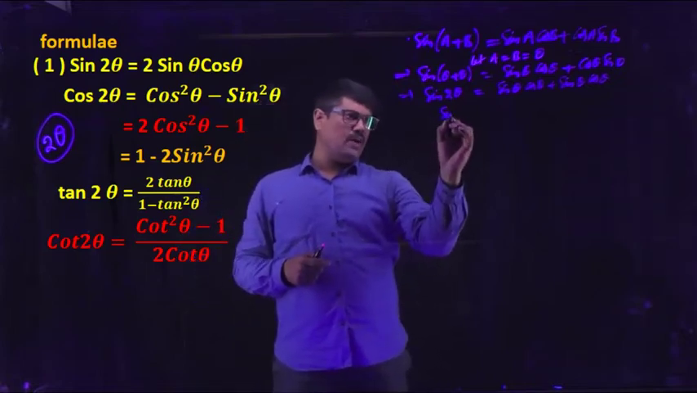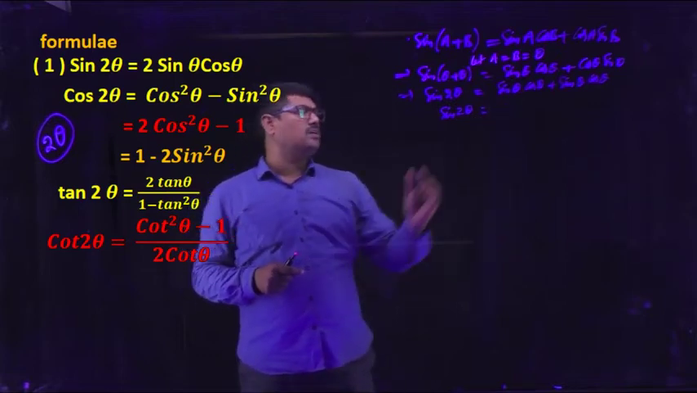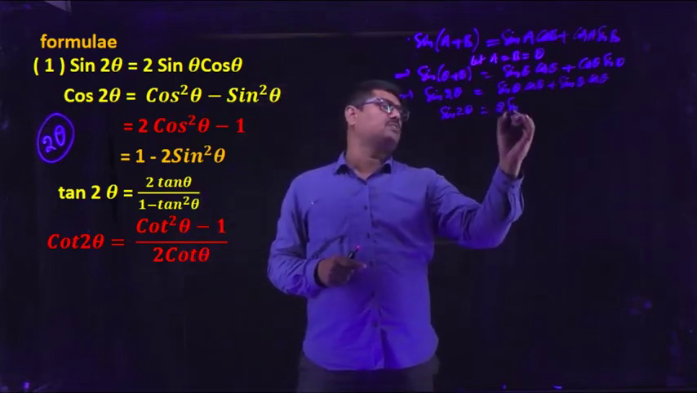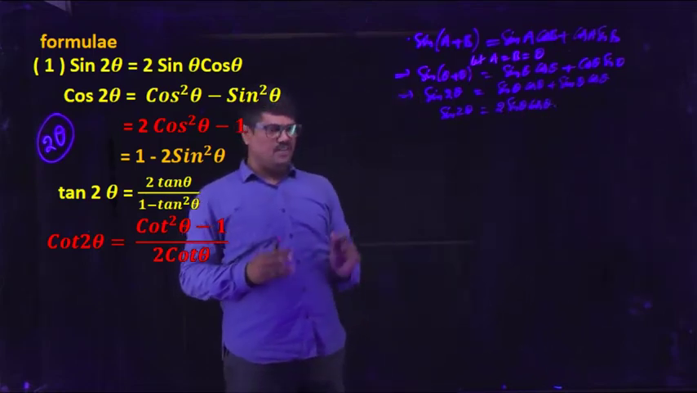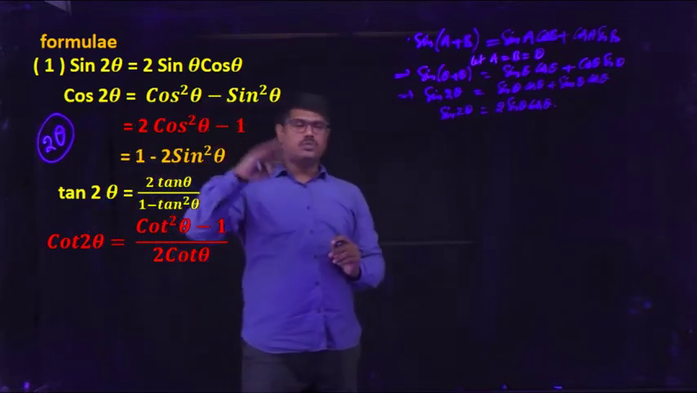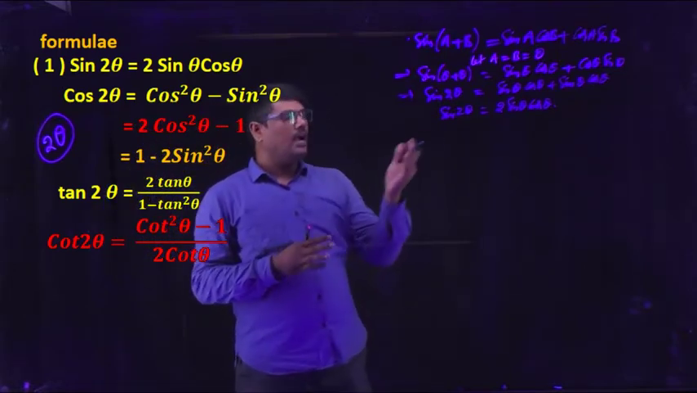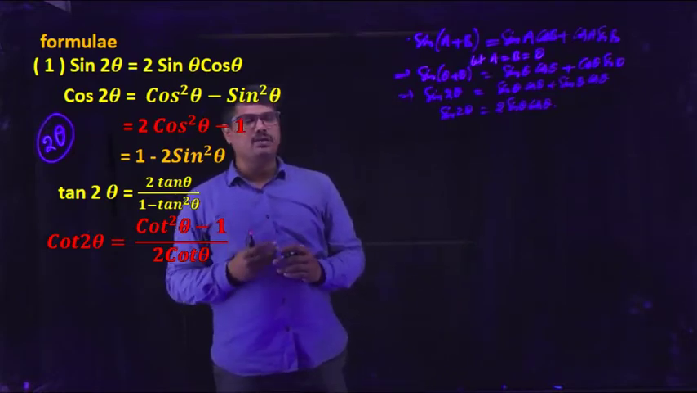So you will get the formula for sin 2θ, which is sin θ cos θ plus sin θ cos θ, which is 2 sin θ cos θ. So this is the formula for sin 2θ. Sin 2θ is 2 sin θ cos θ, and practice it in reverse order too: 2 sin θ cos θ is sin 2θ.